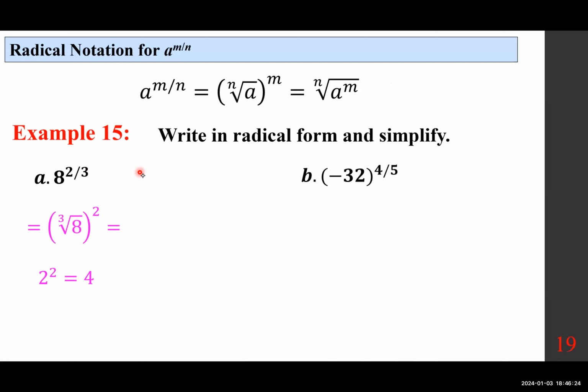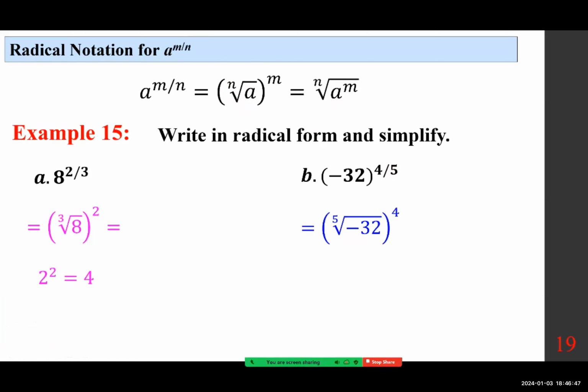-32 to the power of 4 over 5. So with this format or this format, it's easier to go with this one. 5, the denominator becomes the index and the numerator becomes the exponent. And of course, this, you know it to be -2. So -2 to the power of 4 is positive 16.